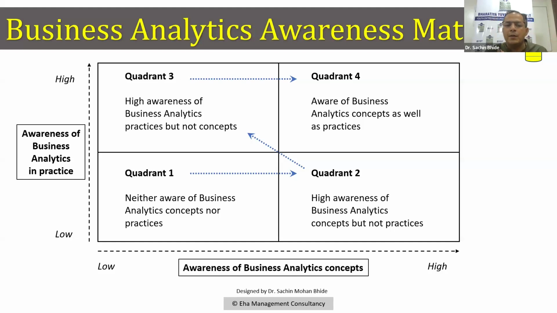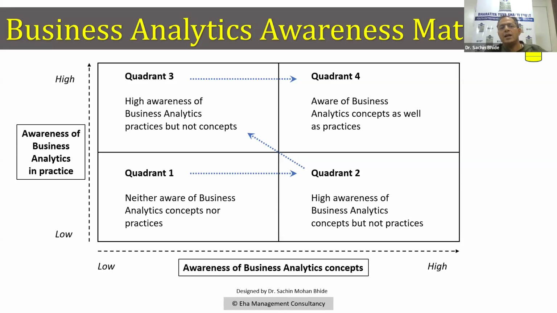There are some people who are in quadrant one, some entrepreneurs or some businesses, neither aware of the business analytics concept nor aware of the practice. There are some who are in quadrant two, wherein they are aware about the concept, but they are not aware about the practice.